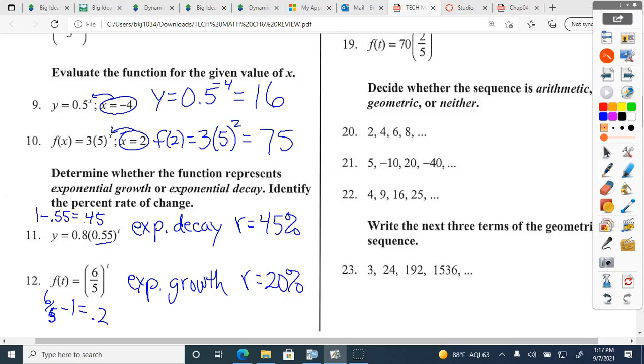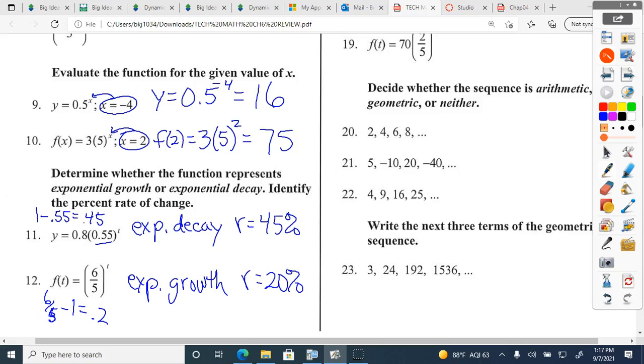Okay? So get your decimal, change it to a percent. If it's decay, you're going to say 1 minus the number. If it's growth, you're going to say the number minus 1. Everybody good? Yeah. All right.